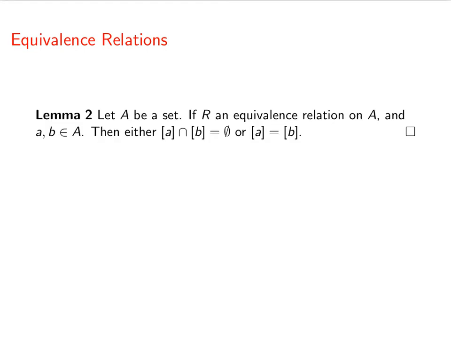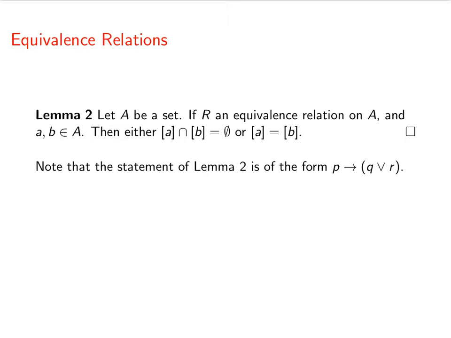All right, so our second lemma says that if we have an equivalence relation on A, and little a and little b are elements of big A, then either the class of a and the class of b are disjoint or they're equal. So if they overlap, they completely overlap and they're the same.